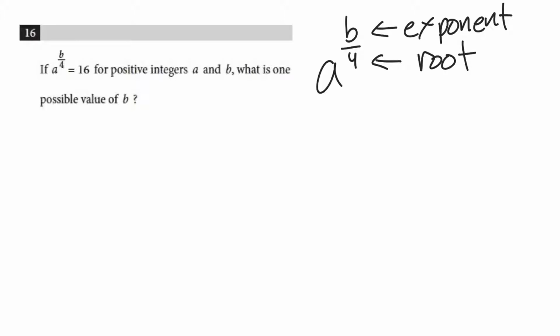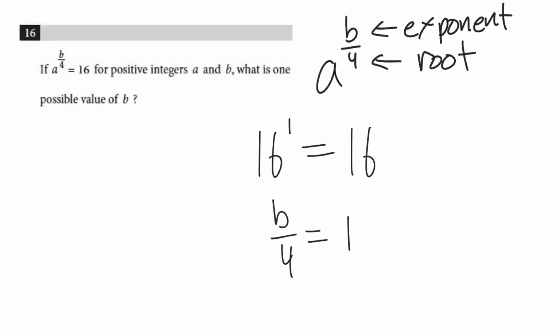We should look at the fact that 16 to the first power equals 16. Well, how would b/4 equal 1? Well, if b were equal to 4. So a possible value of b would be 4.